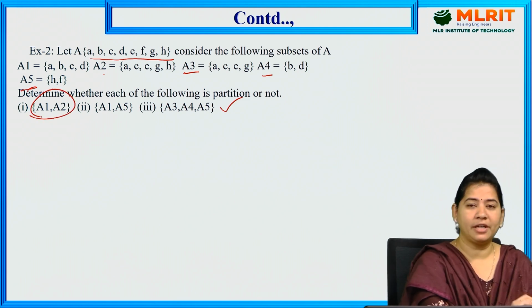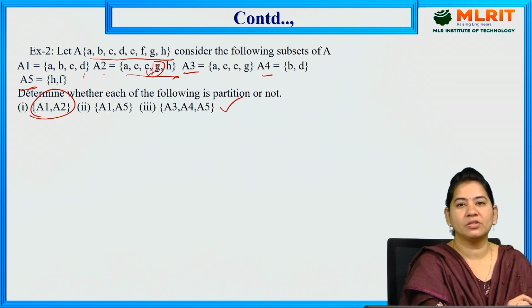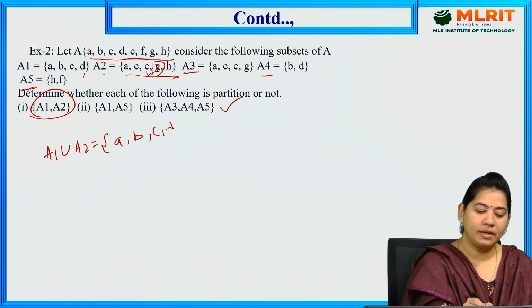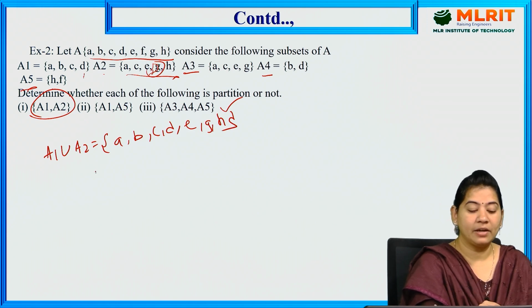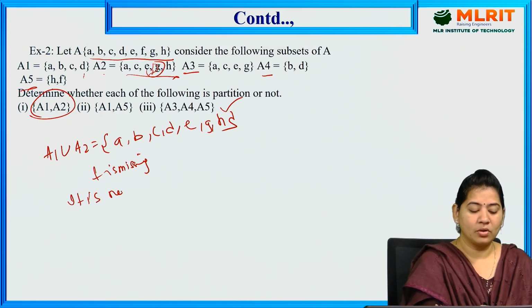First one, A1, A2. A1 means {A, B, C, D} and A2 is {A, C, E, G, H}. So that is not a partition. Why? Because in A1 union A2 you will get A, B, C, D, E, G, H, but F is also there in the original set. As F is missing here, the first condition itself is not satisfied, so it is not a partition set.